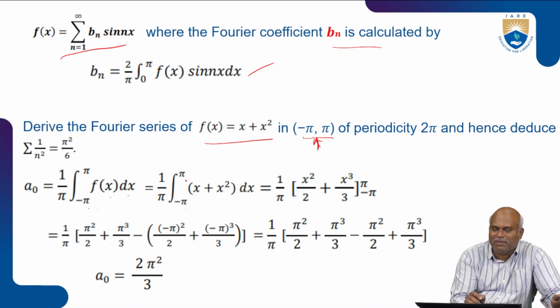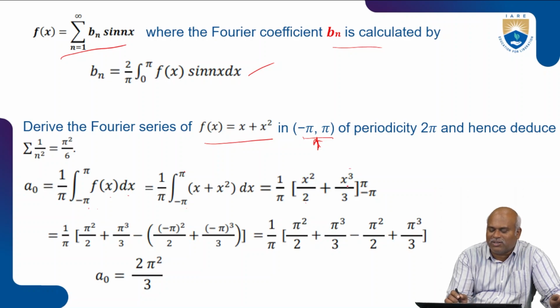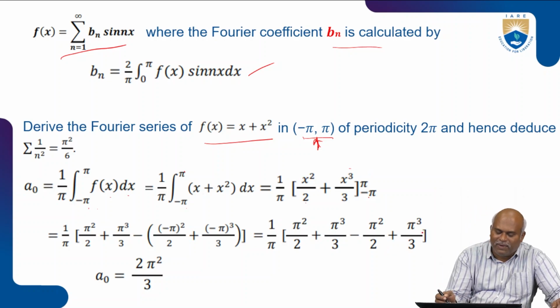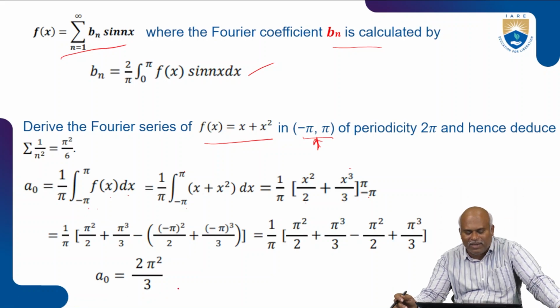So 1 by pi integration of minus pi to plus pi of x plus x square dx equal to 1 by pi times x square by 2 plus x cube by 3 over the interval minus pi to plus pi. After substituting the interval, we can simplify the values. Then a0 we got is 2 pi square by 3.